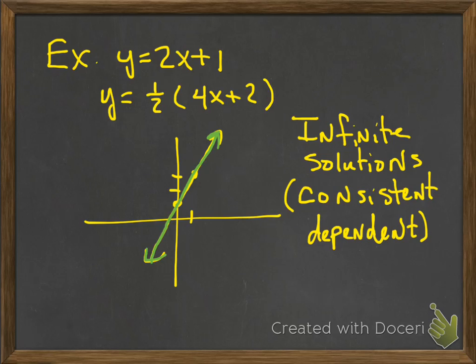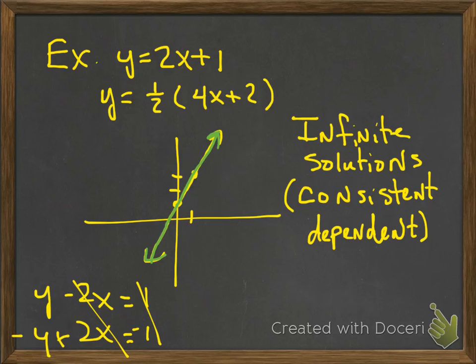And if you had done this by elimination, let me see if I can set this up. It would have been y minus 2x equals 1, and then half of 4. Okay, so y minus 2x equals 1. You can see here everything's the same, so when you change the signs of these, everything cancels out. That would be another reason why it's infinite solutions. All I did there was move the x's over to the other side and simplify that answer.